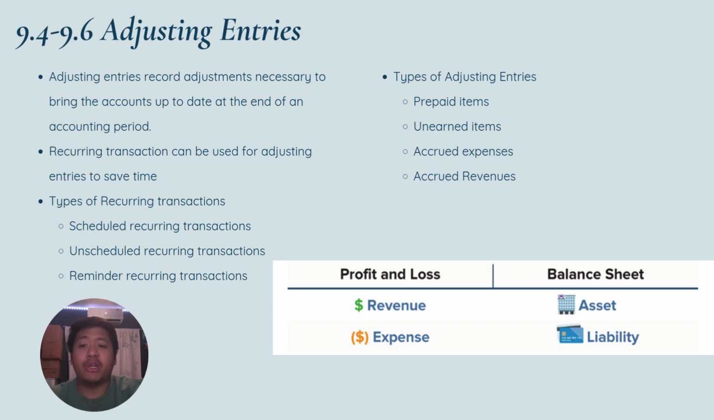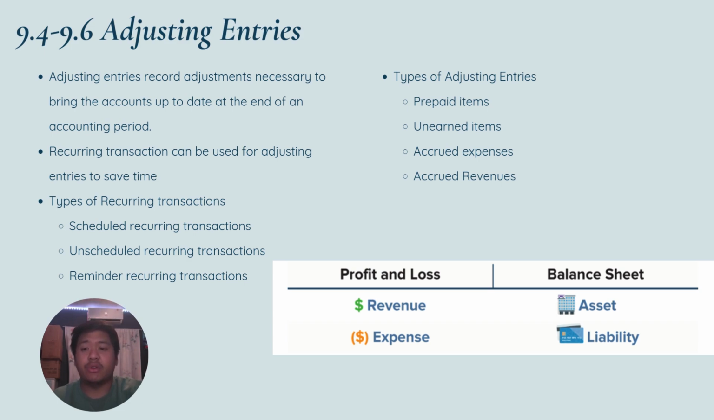Now, to save time, recurring transactions can be used for adjusting entries in QuickBooks, and there are two ways to do this. The first way is from the journal screen, and the second way is from the recurring transaction screen. Now, in QuickBooks, you can set up recurring transactions in three ways: the scheduled, unscheduled, and reminder. The scheduled recurring transactions are automatic transactions entered by QuickBooks on a specific date. However, for adjusting entries, this may not always be the best option.